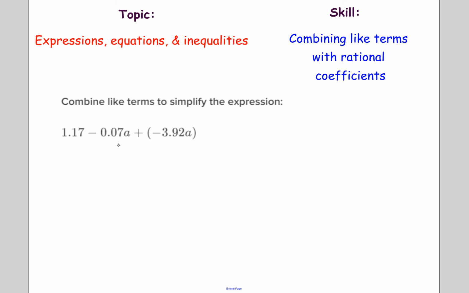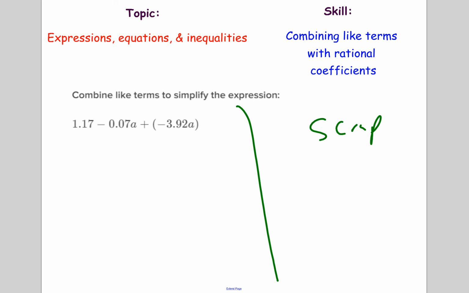1.17 minus 0.07a plus negative 3.92a. So once again, neat work here, scrap on the side. So 1.17 and negative 0.07a and negative 3.92a. Well, this would combine with that. So I have negative 0.07 plus negative 3.92.